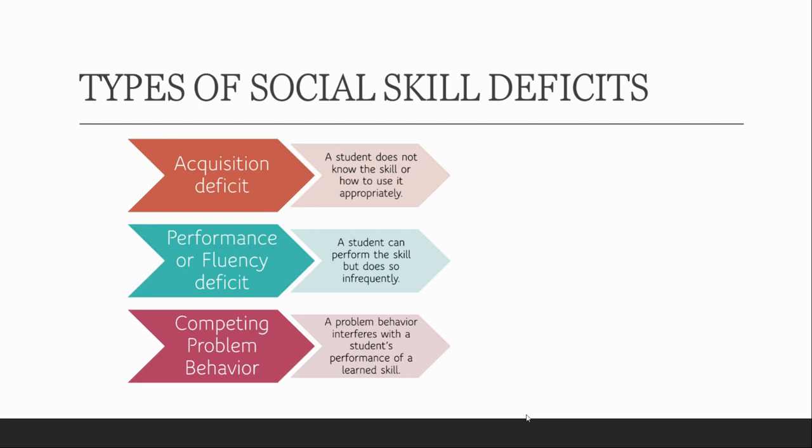One type of social skill deficit is an acquisition deficit. That means the student does not know the skill or how to use that skill appropriately. The social skill deficit could be because of a performance or a fluency deficit. That means the student can perform the skill, but chooses not to or does so infrequently. And then another reason for a social skills deficit could be because there is a competing problem behavior. That means that another problem behavior interferes with the student's performance of a learned skill. So there's something else going on that's preventing them from using and performing a particular learned skill.